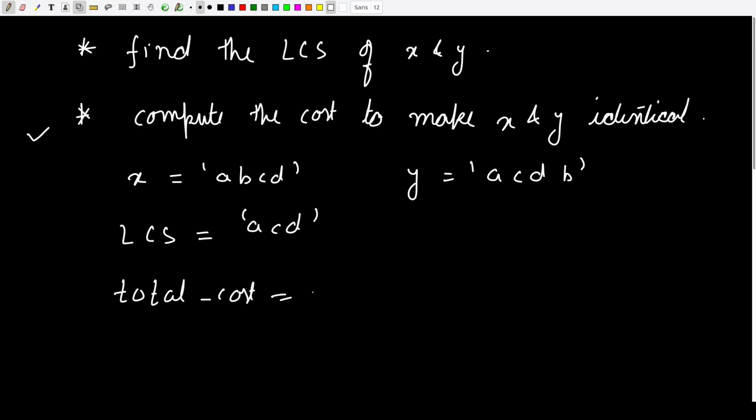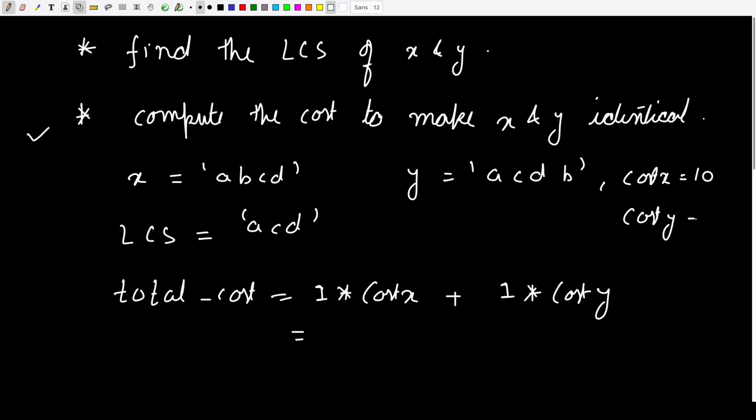So the number of characters that need to be deleted is 1, multiplied by the cost of x, plus the number of characters that need to be deleted from y. Over here also the number of characters that need to be deleted is 1, multiplied by cost of y. So in this way the total cost will be, and over here the value of cost of x is equal to 10 and cost of y is equal to 20. So this will be equal to 10 plus 20, which is equal to 30. So that's about the whole discussion of the solution, folks.